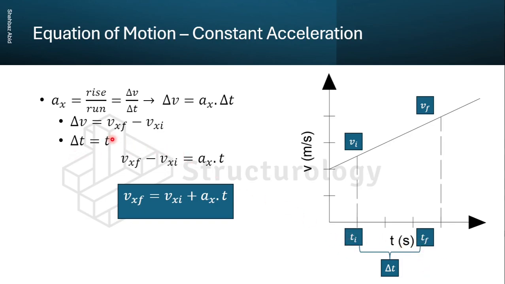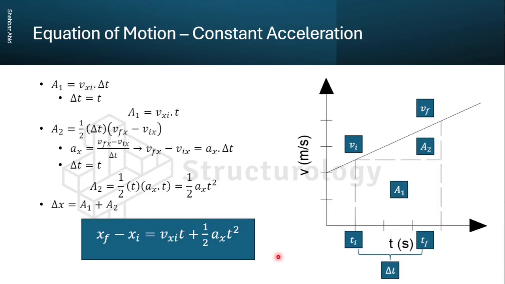Now most of the time the initial time is equal to 0, so we are going to consider delta t to be equal to the final time, which is t. If I substitute these two in this equation, I get vxf, which is the final velocity, minus vxi, which is the initial velocity, is equal to a sub x times t. If I bring vxi to the other side, it becomes positive. So we have the first equation of motion for constant acceleration: final velocity is equal to initial velocity plus a sub x times t. This equation is then the equation of this line.